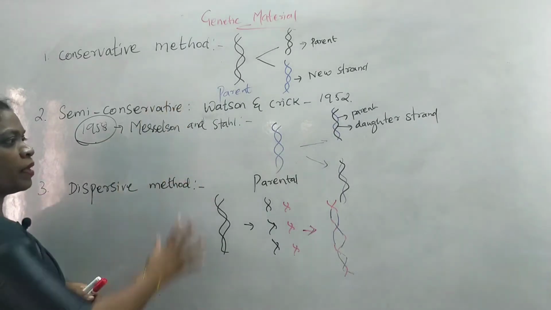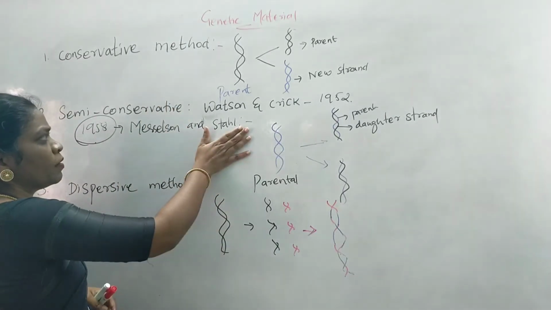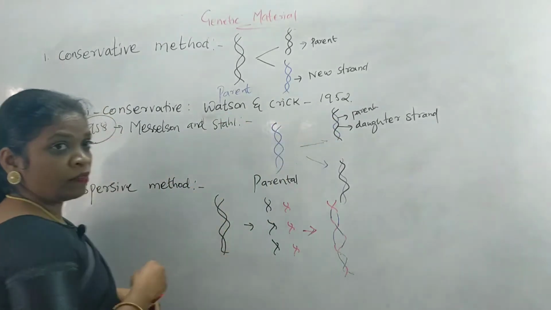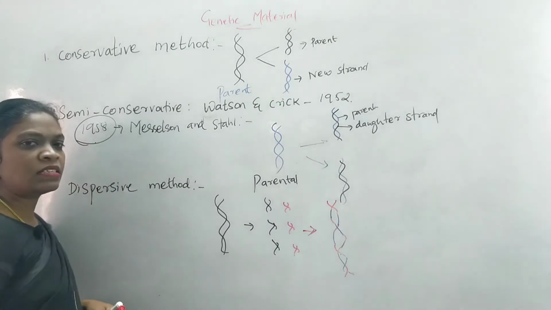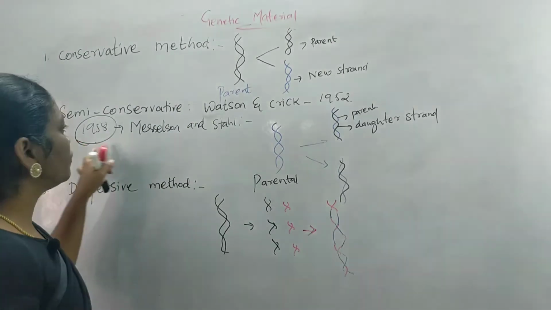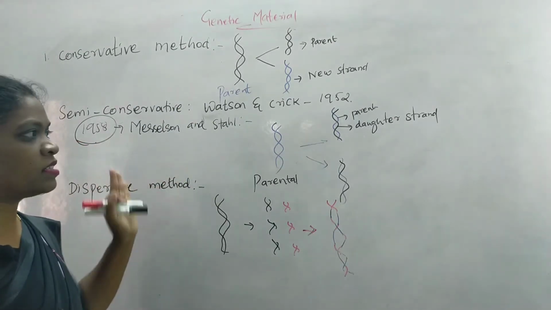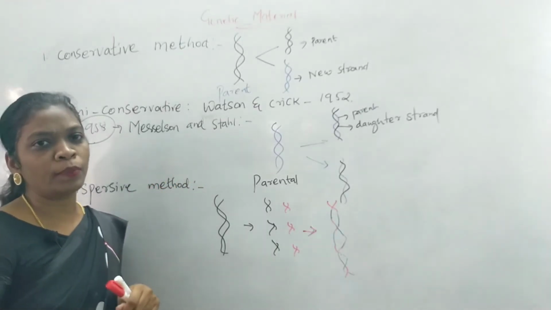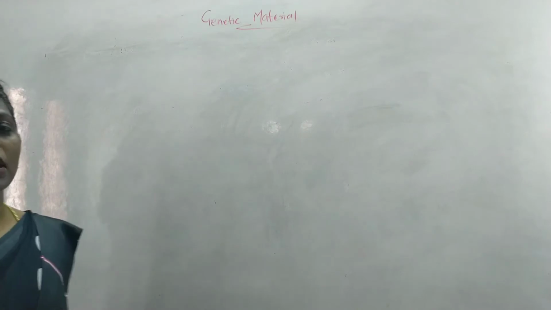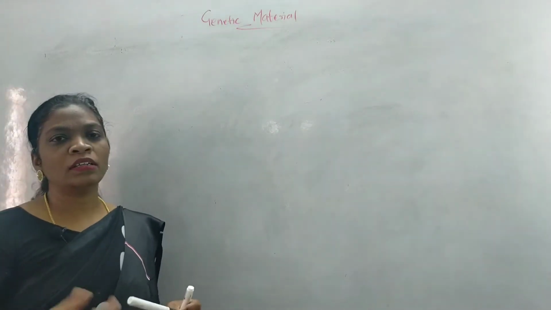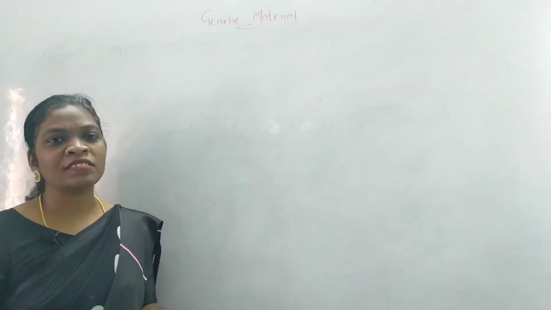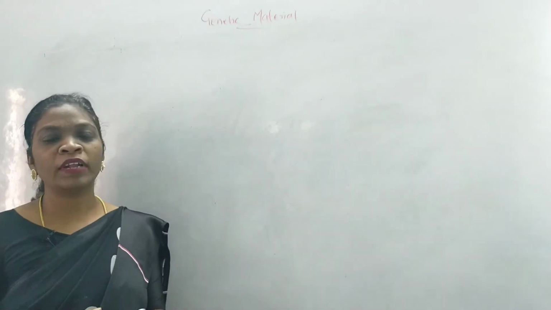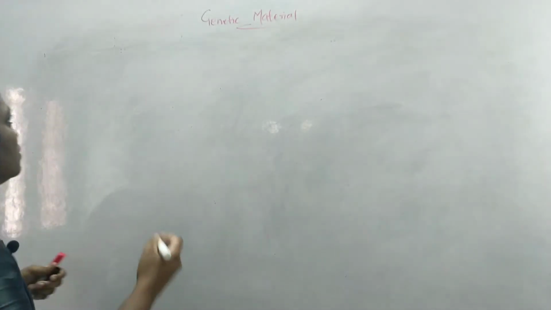But the most accepted method among all these is the semi-conservative method, which was proposed by Watson and Crick around the year 1952. It was explained by Meselson and Stahl in 1958 by an experiment. We'll see how they proved that the semi-conservative method is the correct method of replication, and how Meselson and Stahl did the experiment to explain the DNA replication process. In science it is considered the most beautiful experiment. We'll see this most beautiful experiment in detail.